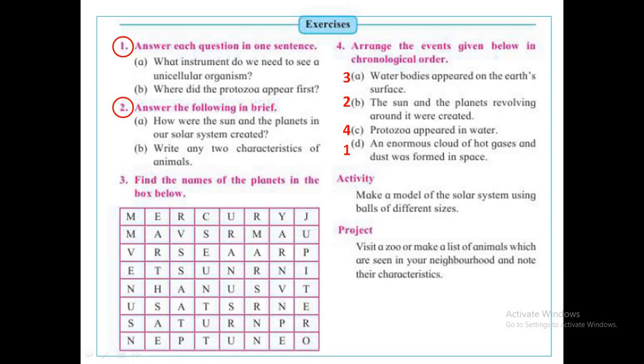Okay, let's move on to the exercise. Children, question number 1 and 2, you can do it in the classwork. Question number 3, find the names of the planets in the box below. This you can do in the textbook itself. Question 4, arrange the events given below in chronological order. So this also you can do in the textbook itself. You can give the numbers in a proper order.